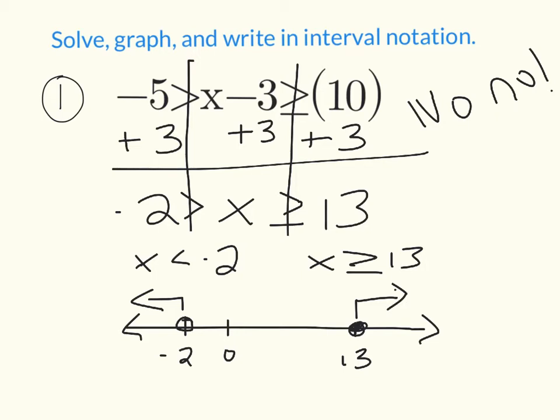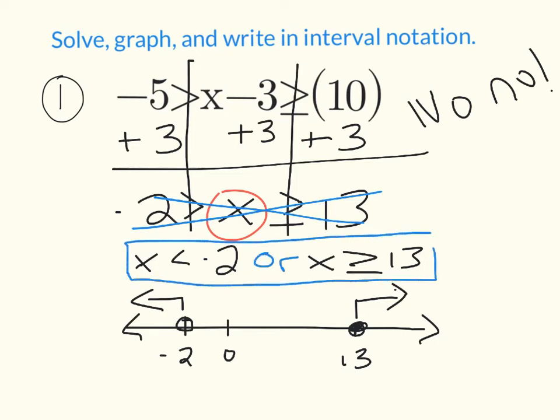The reason this is a no-no problem is because our variable x is written in between. However, my inequalities are not written in between. So really, the way to write your answer is not this. You do not want to write this as my answer. You're going to write this as my answer. This is what we call an OR inequality, okay? It's an OR because we have two separate shaded areas. Let me just get those shaded here. There's two separate areas.